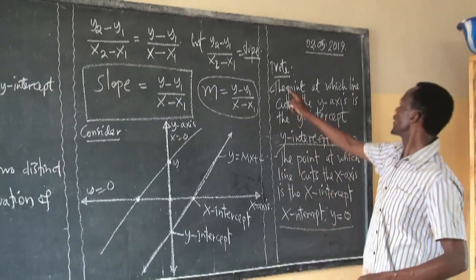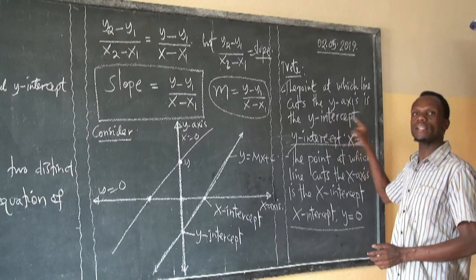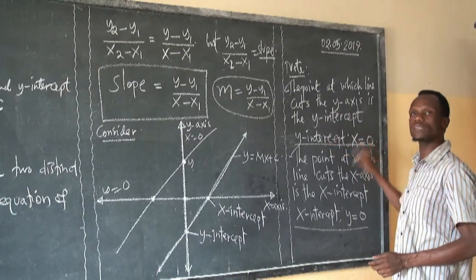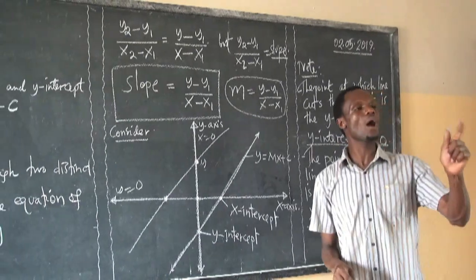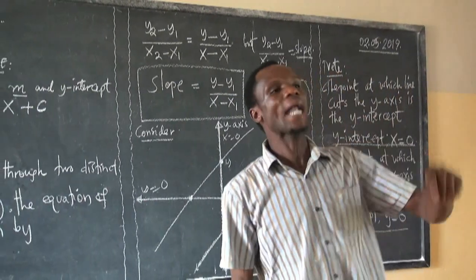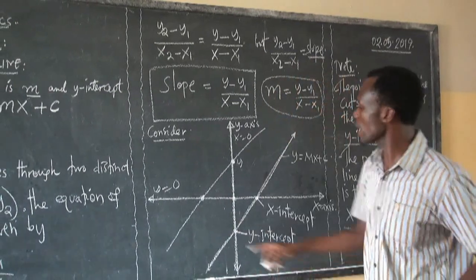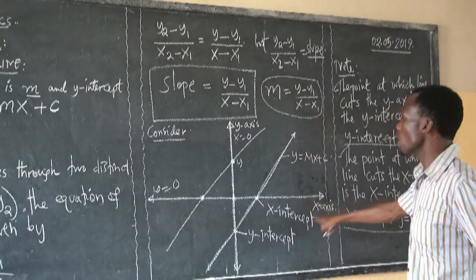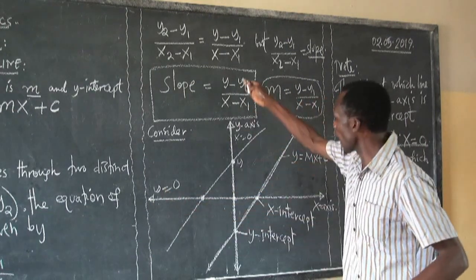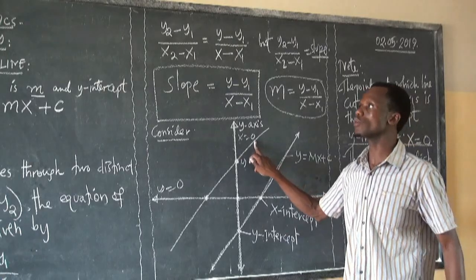That is to say, the point at which the line cuts the y-axis is the y-intercept, and it is obtained when x is equal to 0. So the point you have to note: the y-intercept is obtained when x is equal to 0, and the x-intercept is obtained when y is equal to 0. That is to say, moving along the x-axis, y is equal to 0, and moving along the y-axis, x is equal to 0.